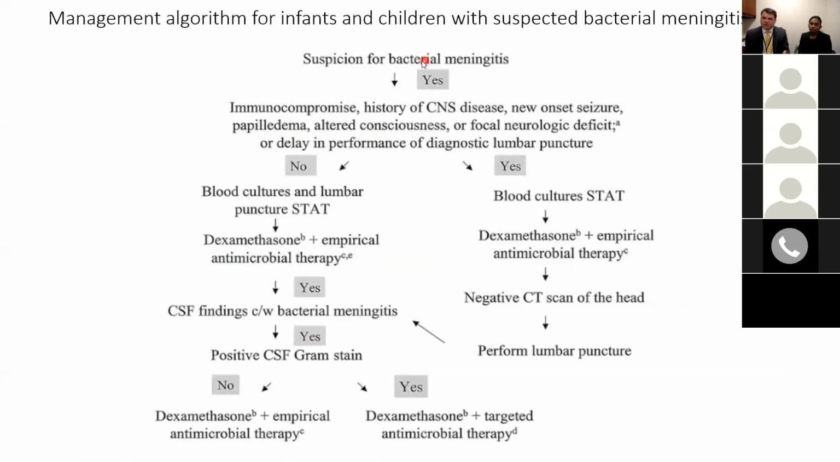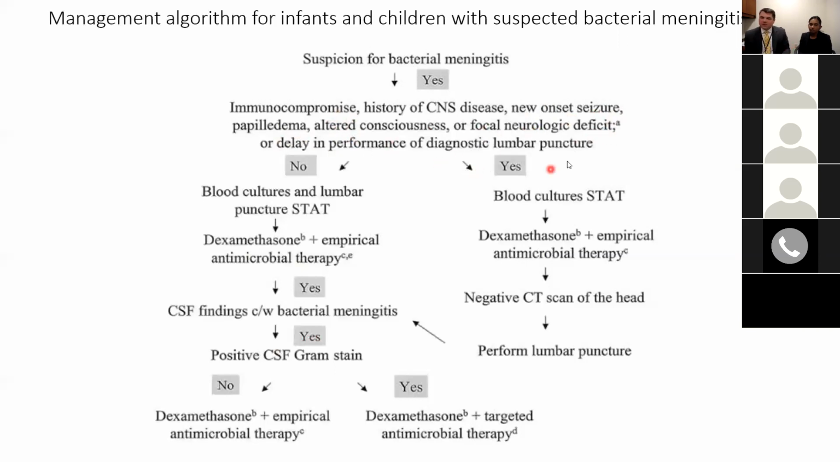So if a patient comes in and you have suspicion for bacterial meningitis, the first question on this algorithm is, do they have something where you'd worry about a space-occupying lesion? These are all conditions that might make that more likely. If the patient has immunocompromise, like untreated HIV, they might have a neoplasm, or they might have toxoplasmosis or something in the brain causing a space-occupying lesion. New onset seizure might mean high pressure in the brain. Papilledema is from high pressure in the brain. Altered consciousness, any kind of neurologic deficit, anything at all.